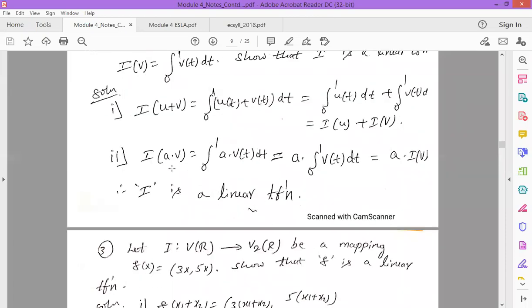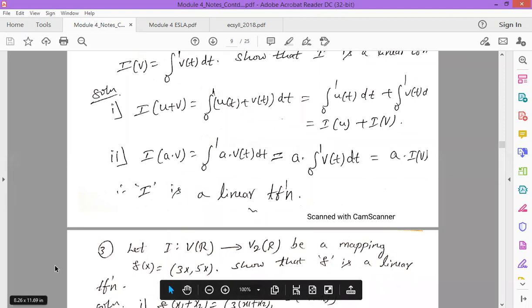Similarly, we are going to verify the multiplication. a is a constant. So I of a dot v is written as integral 0 to 1 a dot v of t dt, which is equal to, since a is a constant, take it outside the integral, a into integral 0 to 1 v of t dt. This whole thing represents I of v, so it is a into I of v. Since both conditions, addition as well as multiplication, are satisfied, we can also say that integration is a linear transformation.